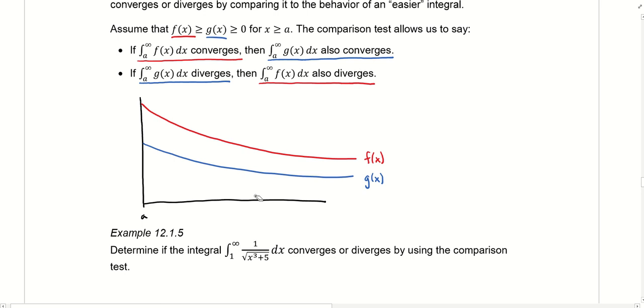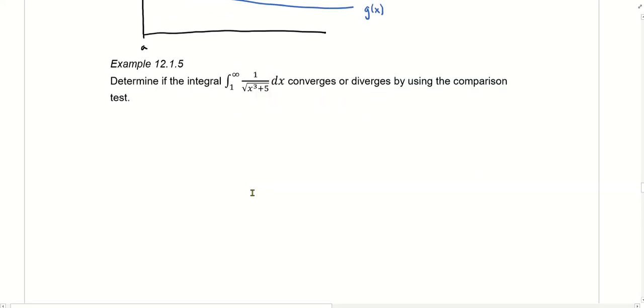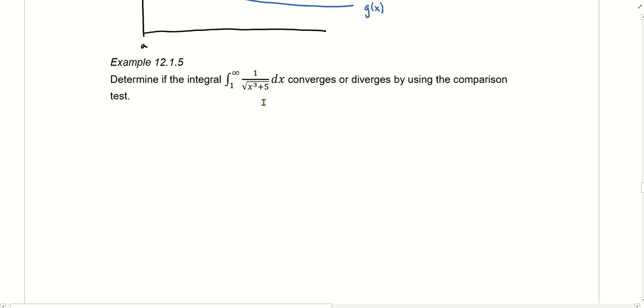So this can be useful, like I mentioned on this page, when you're trying to determine if a more complicated looking integral converges or diverges. So let's consider this in this next example here.